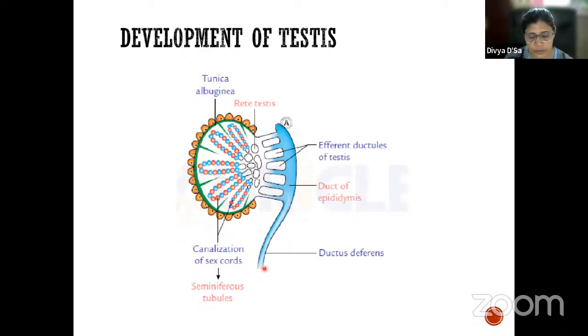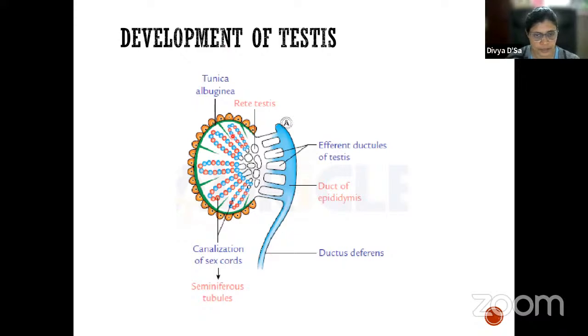The vas deferens then goes and joins the seminal vesicle duct, and together they form the ejaculatory duct. So up to there, the entire duct system is derived from the mesonephric duct. We'll come to that again, but just remember this. This is how the development occurs.